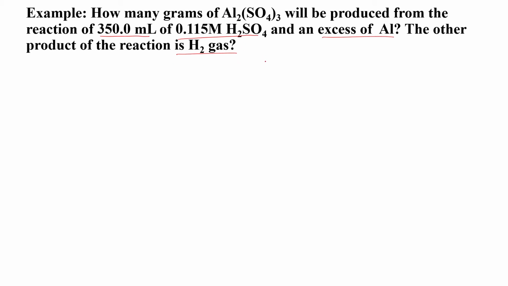Aluminum sulfate is the product of the reaction, so I will write it down on the right side. Reactants are sulfuric acid and aluminum, and the other product of the reaction is hydrogen gas. Now we will see if this equation is balanced or not. We have two hydrogens here, two hydrogens on the other side, so hydrogen is balanced. For sulfate, we have one sulfate here. I will not break sulfate into sulfur and oxygen.